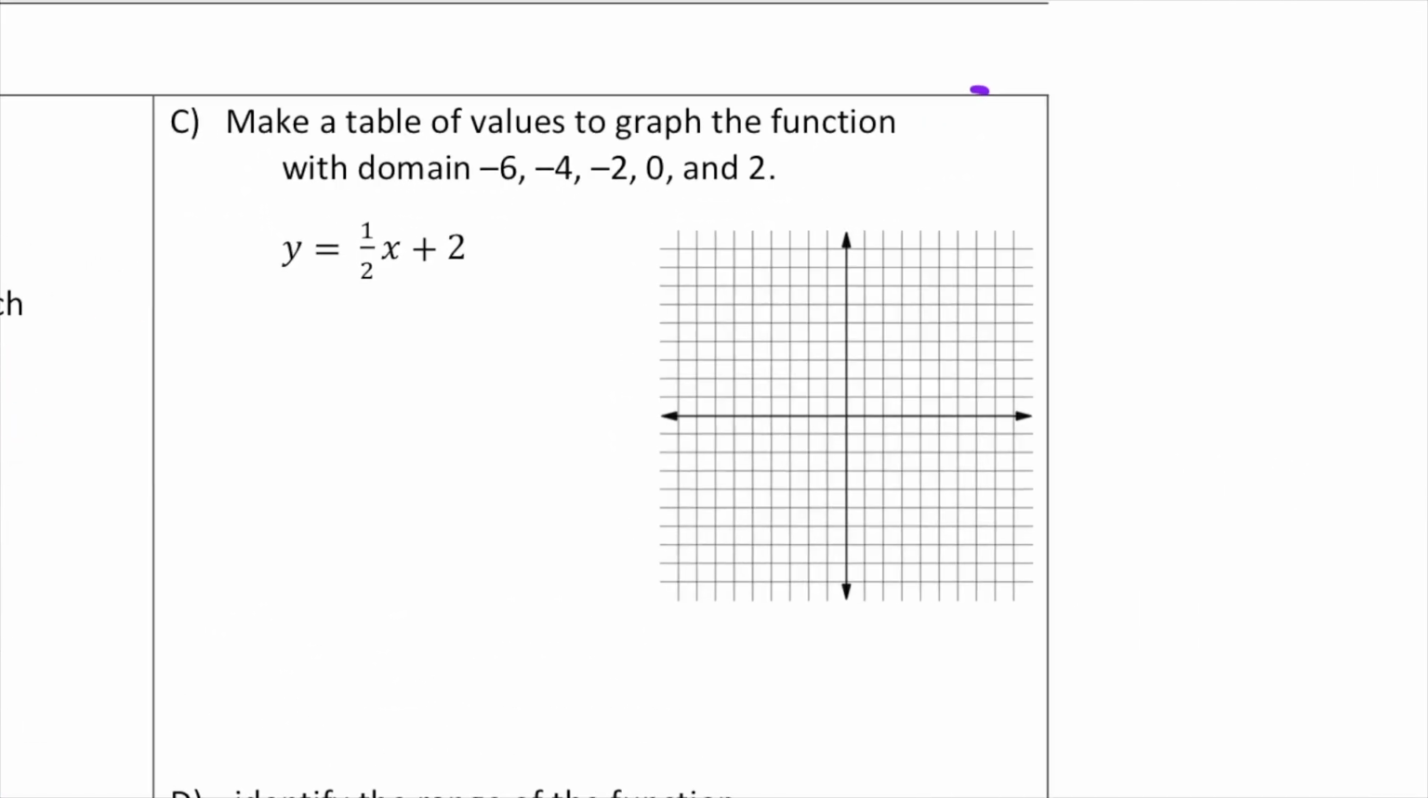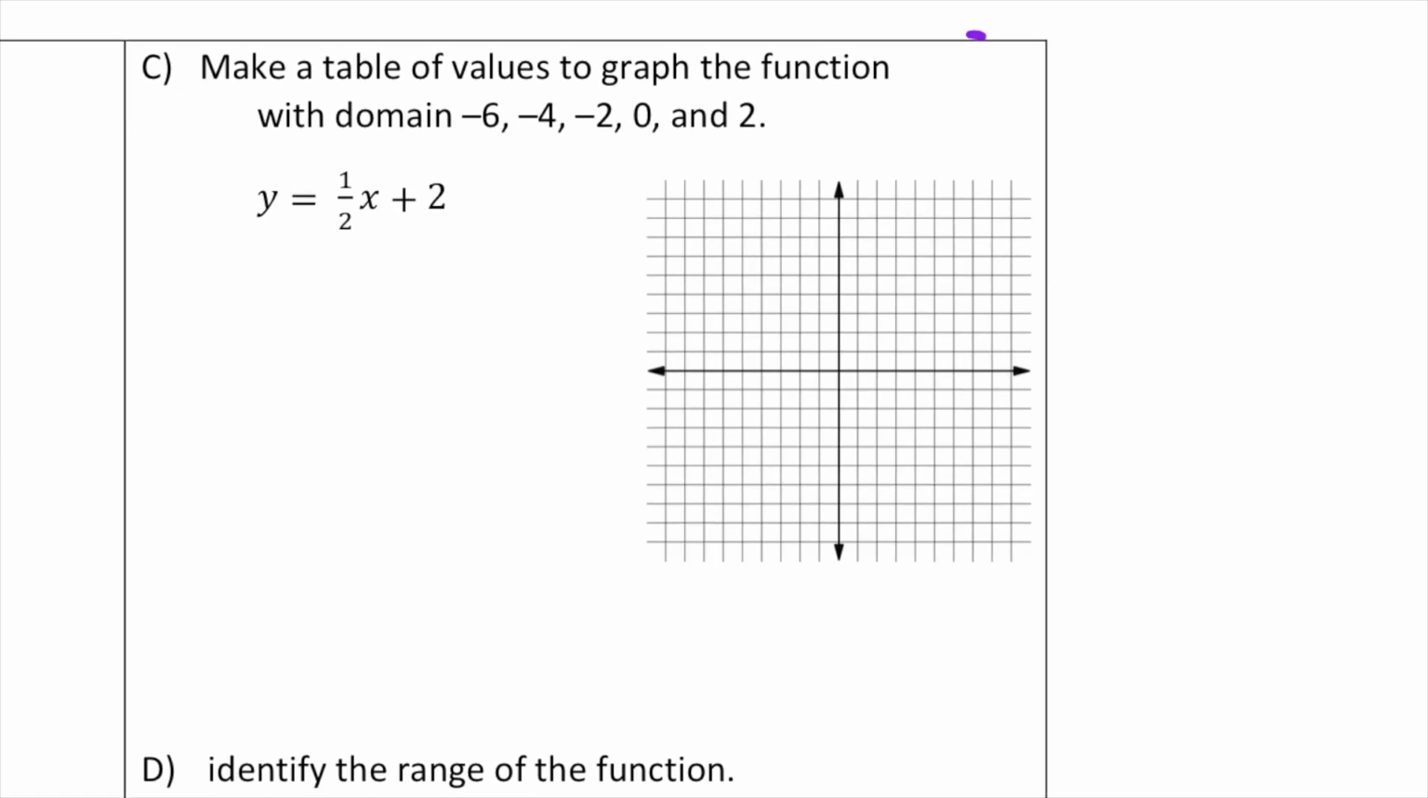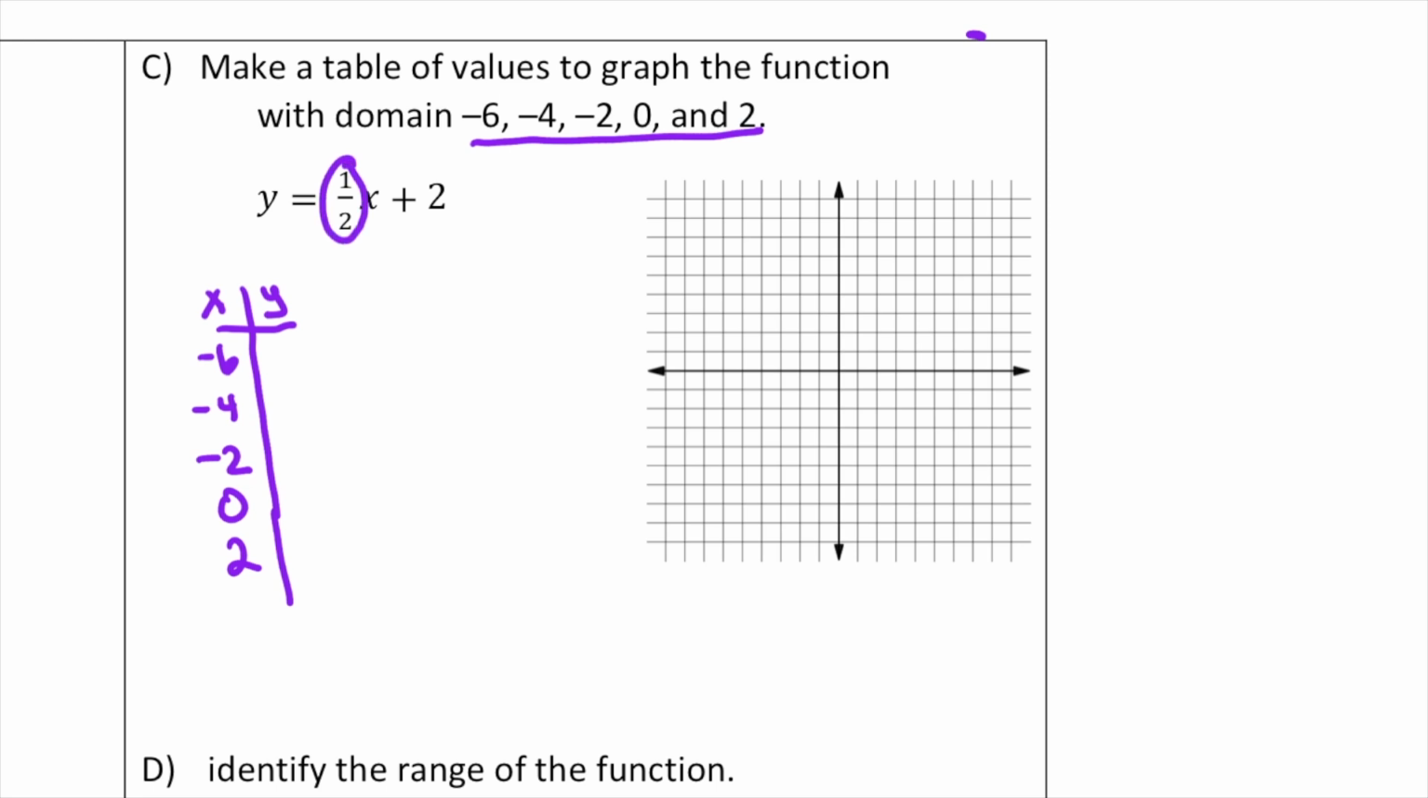For question C, you're going to make a table of values. You were given the domain, and if you're given the domain, then you know that you must have a discrete graph. So figure out your values for -6, -4, -2, 0, and 2. Notice these were conveniently chosen because if you divide by 1/2, all of these numbers come out very nicely.